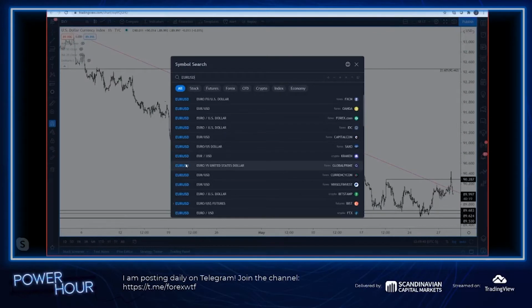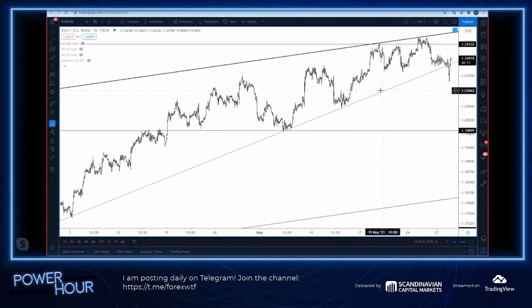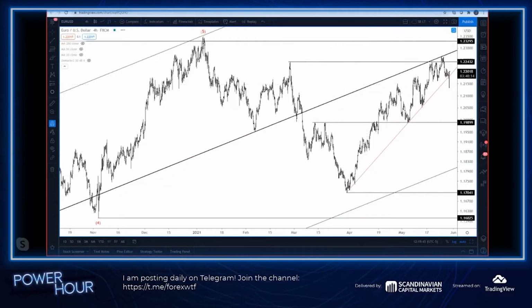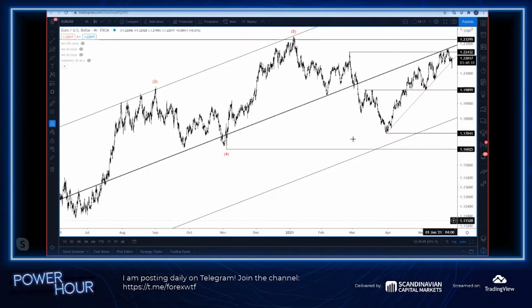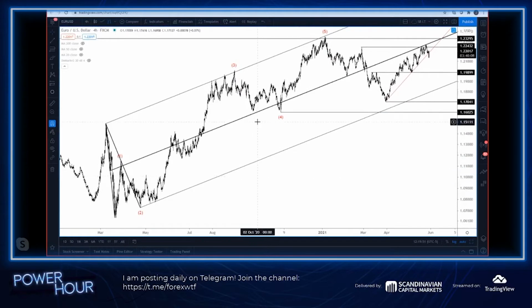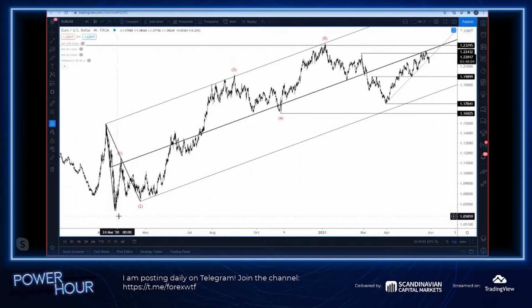Which brings us to euro, and that should look more or less the exact opposite of DXY, and it does. All right, so if we scroll out a bit to that 4-hour chart, again, you gotta love, this is a great example of channel analysis, median line analysis for anything. This is, again, euro dollar. This is a 4-hour chart, zoomed out.